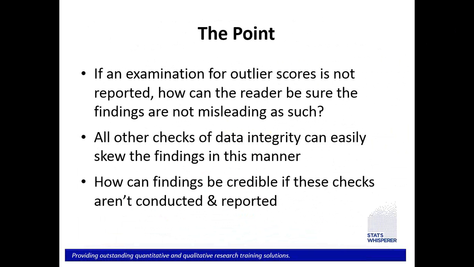So the point: if an examiner's outlier scores are not reported, how can the reader be sure the findings are not misleading? So in truth, we can't, because we didn't at least talk about outliers. We don't know if the findings presented in this paper are the product of just a few outliers, right? And also, all the other checks of data integrity can easily skew the findings in the same way, and perhaps not as powerfully, but definitely can have a significant influence, right? So how can we regard the findings to be credible if these checks aren't conducted and reported?